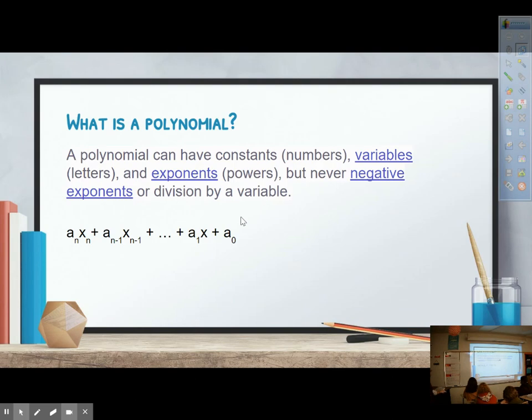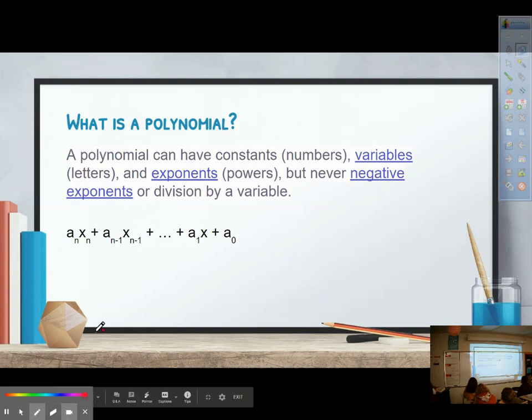A polynomial can have constants, which are numbers. It's a number by itself with no variable. It can have variables, which are letters, and exponents, which are powers. But it can never have a negative exponent, and it can never have division by a variable. So it can't have something like 2 over x, or x to the negative 3 power. Those are not polynomials. Also, it cannot have fractions as an exponent.